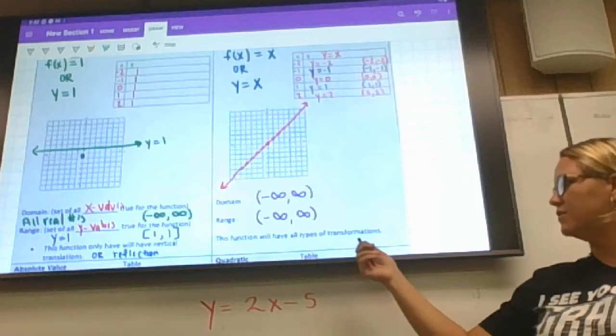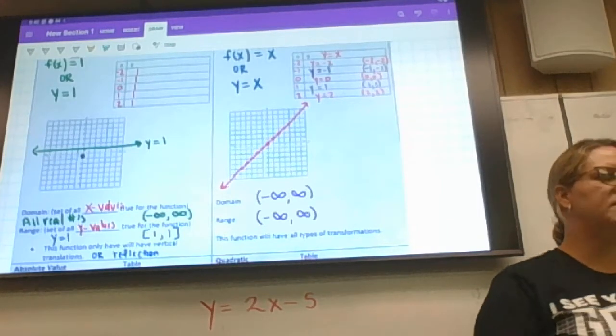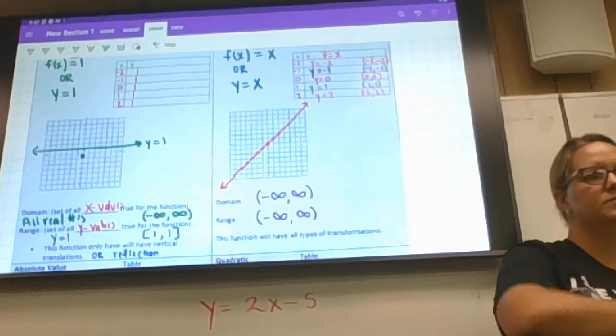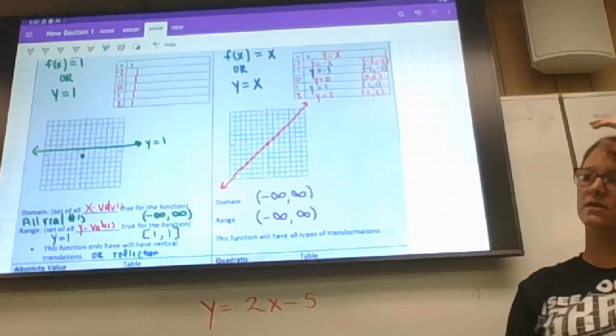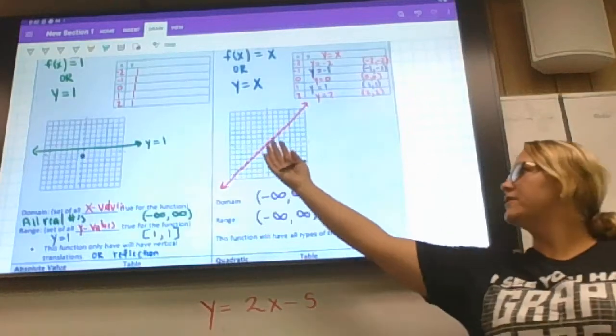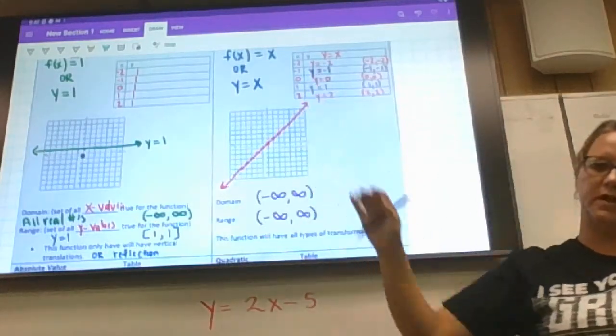So this function can have lots of transformations. It can be reflected. It can be stretched. A stretch looks like a steep line. It can be moved left and right, and it can be moved up and down.